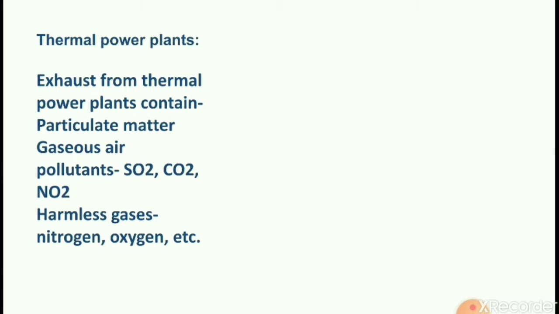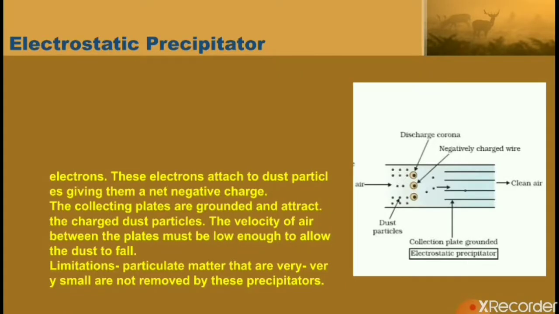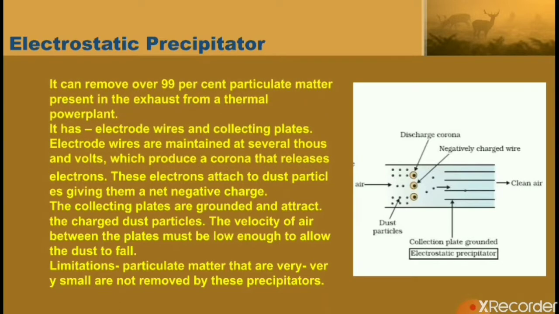One of the major causes of air pollution is thermal power plants. The exhaust from thermal power plants contains various pollutants like oxides of sulfur, carbon, and nitrogen, which affect human beings. To control these various types of pollutants, we use several devices. One such device is the electrostatic precipitator. An electrostatic precipitator can remove about 99% of the total particulate matter present in the exhaust from a thermal power plant.